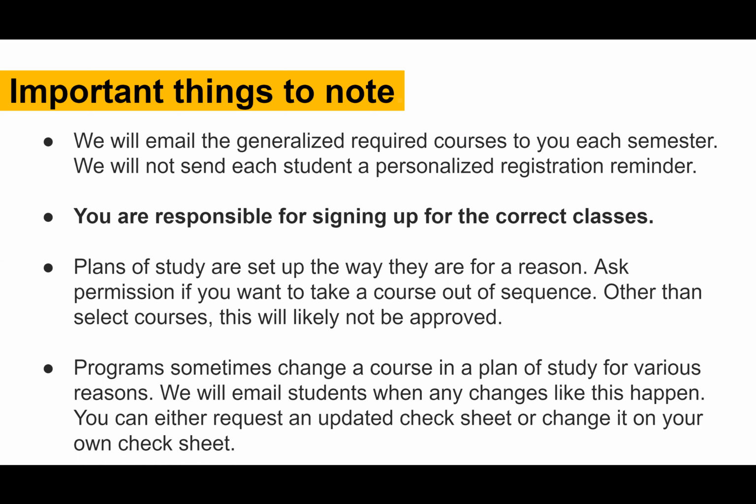The plans of study are set up the way they are for a reason. If you want to take a course out of sequence, you're going to need to ask approval. You can email us and we'll coordinate with your program head. Other than select courses, this will likely not be approved. In most plans of study, there are some classes like electives or classes that are not in a sequence that can possibly be moved around, but generally if it's a class that has a sequence, it's not going to be approved to get moved around.